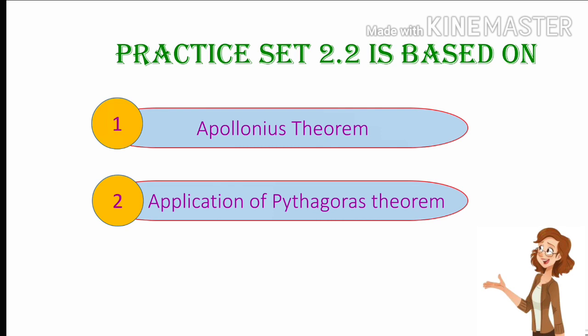For solving question number 1, 2 and 4, we require the property of Apollonius theorem, and for solving question number 3 and 5, we require to use application of Pythagoras theorem.